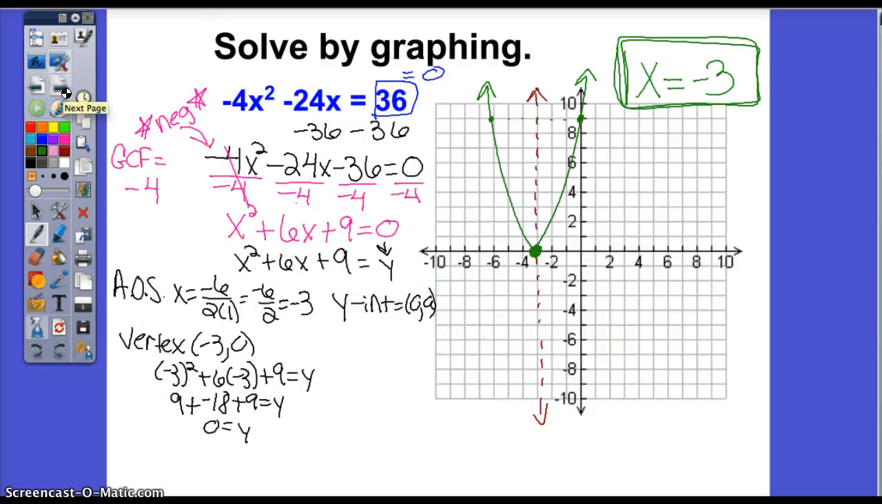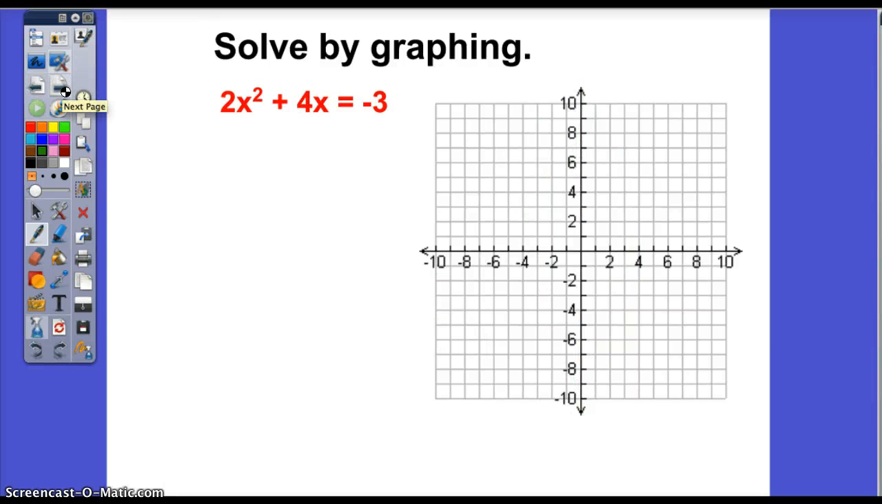Let's do a third case. This one again is not equal to 0. So let's add 3 and add 3. So you get 2x squared plus 4x plus 3 equals 0. Is there a GCF? I don't see it. I don't know about you. So let's just go ahead and get started.